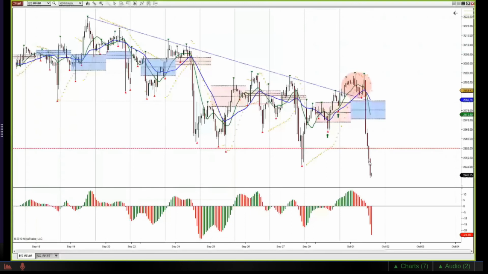and rallies into the pivots will be an area to defend for sellers. So, how much time do we have?